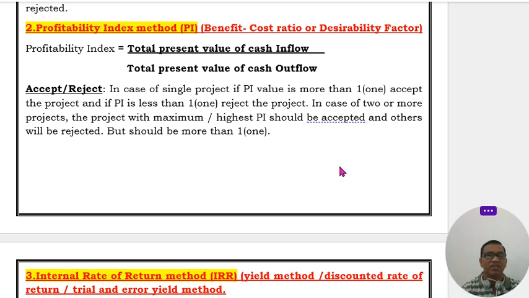Total present value of cash inflow divided by total present value of cash outflow. And the result will be in the form of a ratio. And the decision criteria: in case of a single project, if the PI, profitability index value, is more than 1, accept the project. If it is less than 1, reject the project. In case of two or more projects, the project which is giving maximum, highest profitability index should be accepted and others should be rejected. But the minimum condition is it should be more than 1.